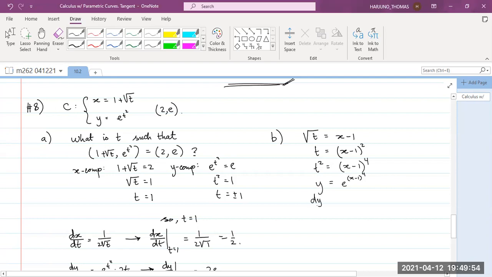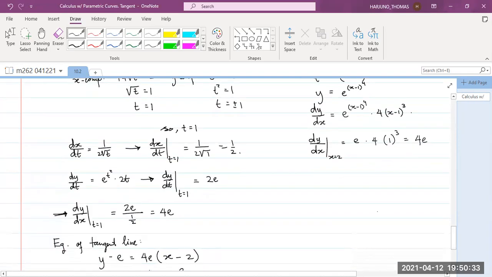So dy/dx is equal to itself times 4 times (x minus 1) cubed. Now when x equals 2, we get e to the 1 times 4 times 1 cubed. So we get 4e, right? The equation of the tangent line will be the same because the slope is the same.